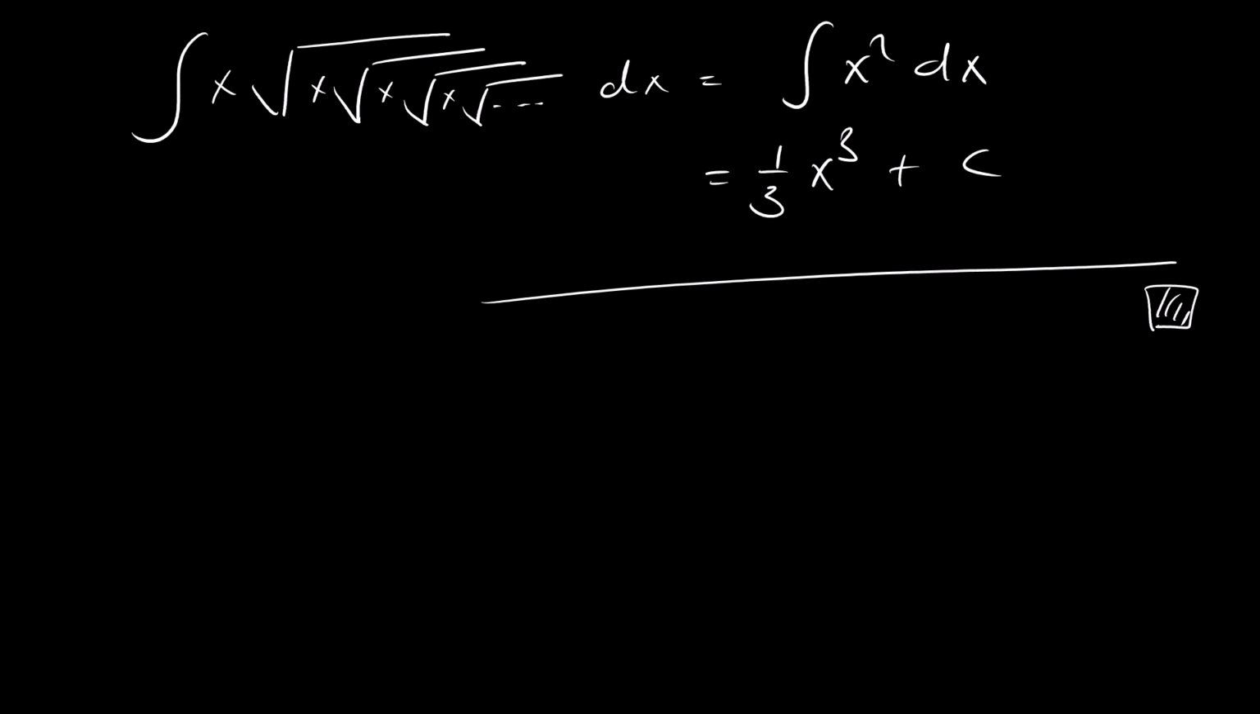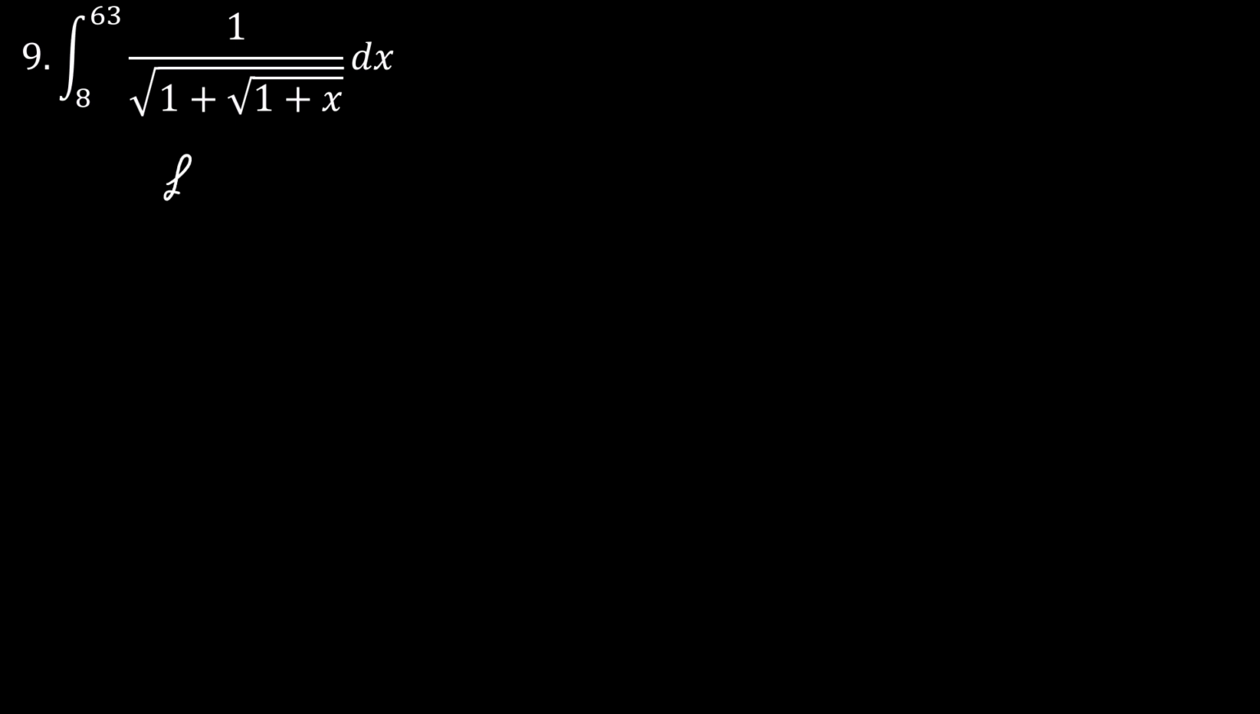Let's then move to problem number 9. It looks a little bit intimidating, but it's actually a very easy problem. The problem itself is the definite integral from x equals 8 to x equals 63 of 1 over the square root of 1 plus the square root of 1 plus x. As is the norm, at least how I handle things, I begin by substituting off the complex part. So the first thing I'll do is let u be equal to the square root of 1 plus x, because that looks a little bit clunky.